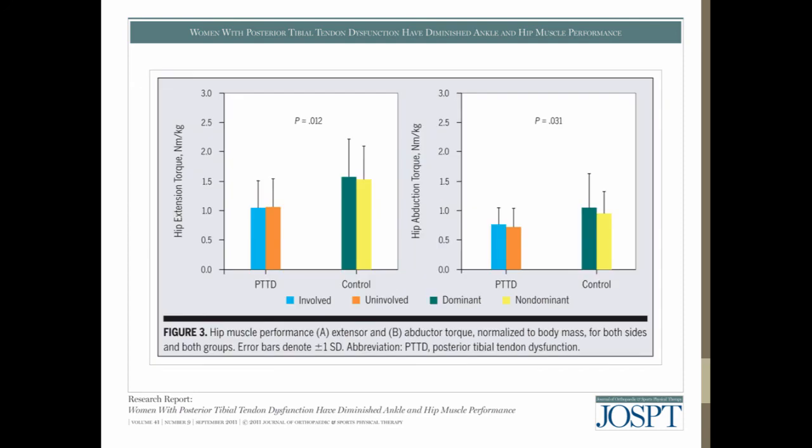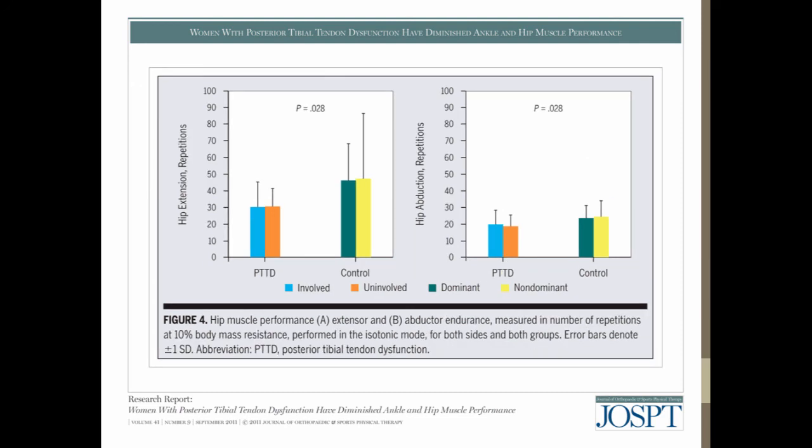Looking at hip extensor and abductor strength, again between these groups, we see that there is a significant increase in hip extensor and abductor strength in healthy controls. So once again, glute max, glute med. And this is just endurance, looking at hip muscle performance, and again in those extensors and abductors, you can see once again that the controls had increased endurance in the extensors and abductors.